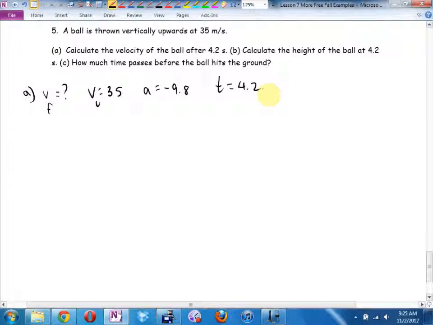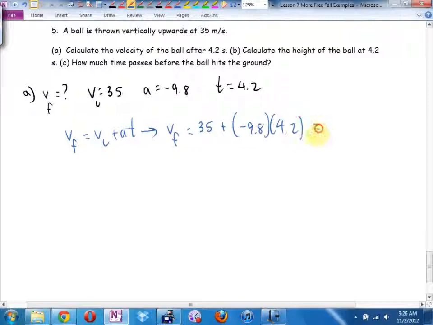Oh, the first one, and the VF's by itself already. Oh, how often does that happen? Not very often. I like that. VF equals VI plus AT. Draw a little arrow. VF equals, what was VI? 35 plus negative 9.8 times 4.2.